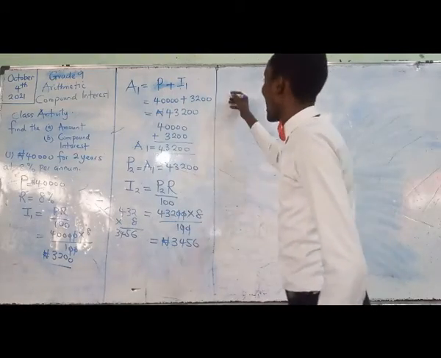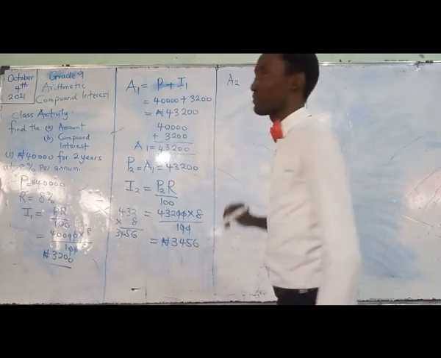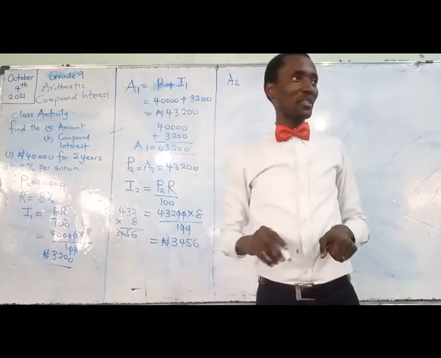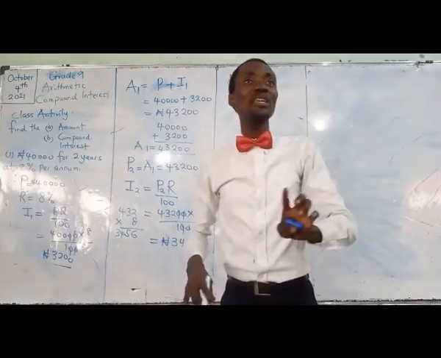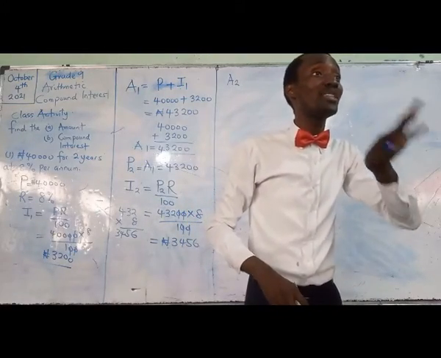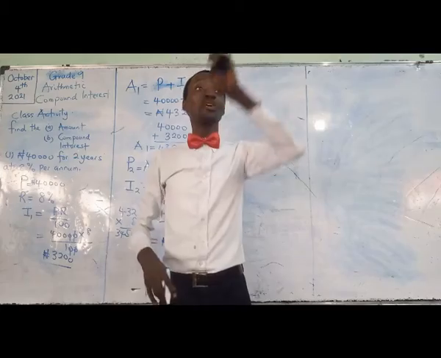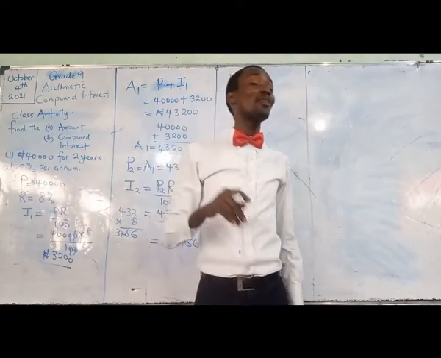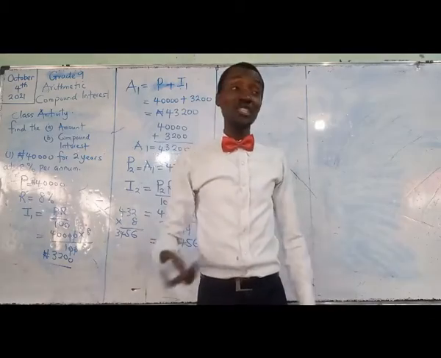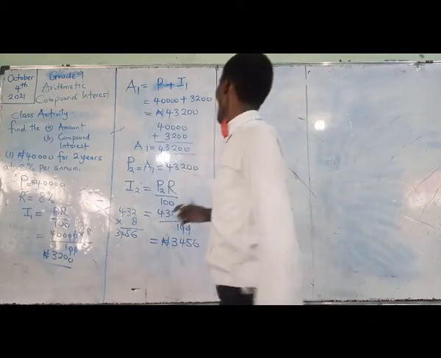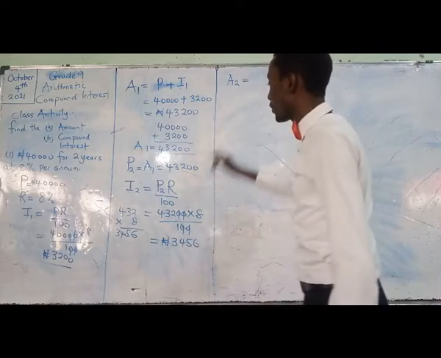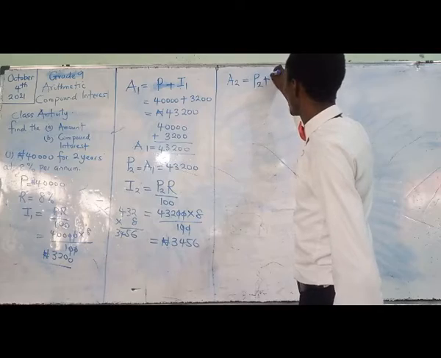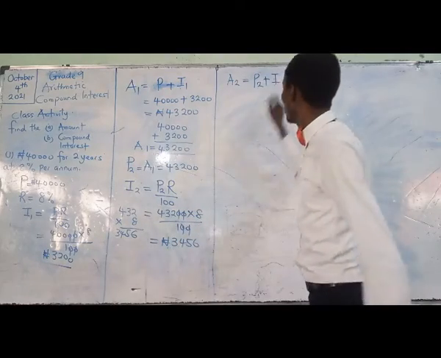I will come here now and look for the amount of the second year. The amount of the second year is the amount you are looking for. So if you have said 3 years, you will do till you get the amount of the third year. If you have said 4 years, you will do till you get the amount of the fourth year. If you have said 5 years, you will do till you get the amount of the fifth year, as the case may be. Alright, so the amount of the second year will now be the principal of the second year plus the interest of the second year.